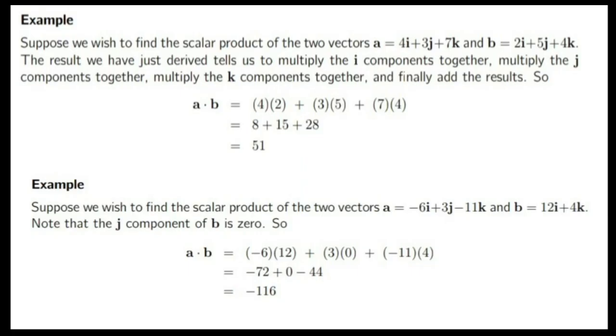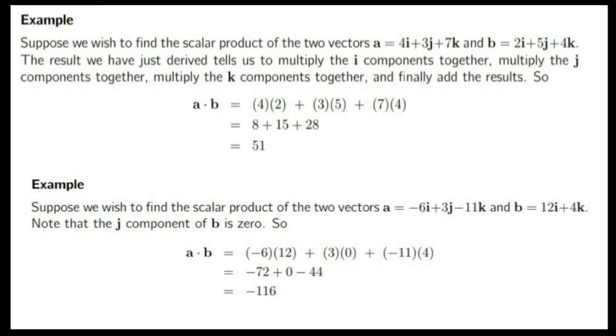Now we will discuss 2 examples for finding scalar product. It's given vector A is equal to 4i plus 3j plus 7k and vector B equal to 2i plus 5j plus 4k. We'll find vector A dot vector B. So you have to multiply the components, that means AX BX plus AY BY plus AZ BZ. So 4 into 2 plus 3 into 5 plus 7 into 4, that is 8 plus 15 plus 28, that is equal to 51.